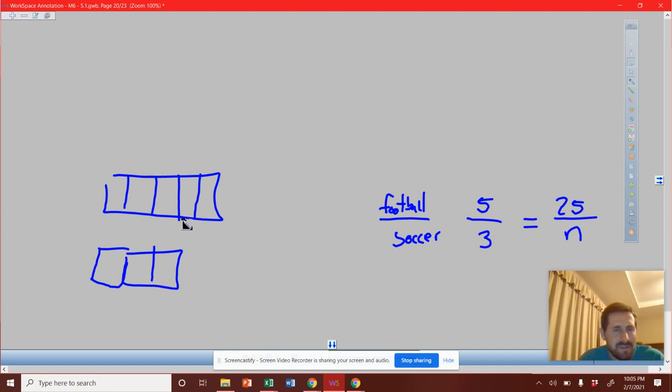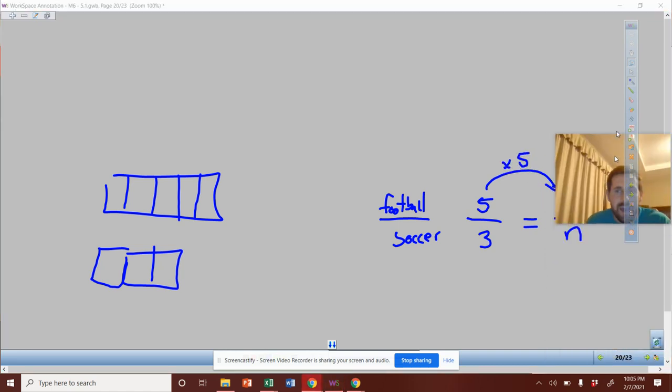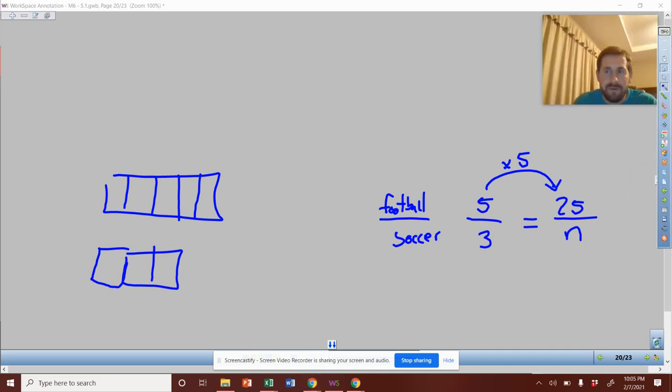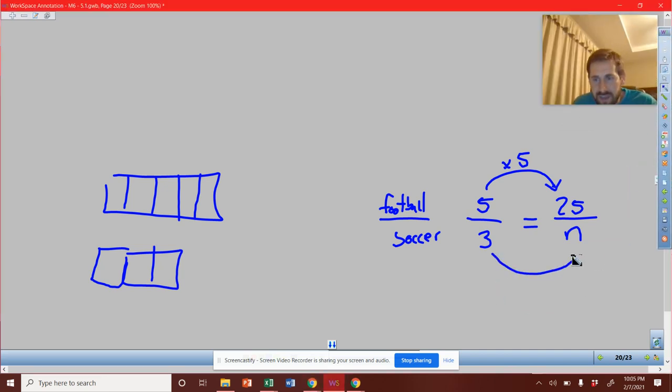I can't remember if we did the tape measure first or the fraction first in the other one. But we're going to do the fraction this way. So we ask ourselves, 5 times one number gets me 25. Well, it's 5 times 5. So 5 times 5 gets me 25. Then we do the same thing down here. 3 times 5 will give me that missing number of soccer balls. So 3 times 5, that means the number of soccer balls we need is 15.